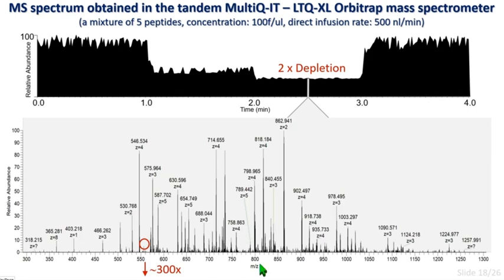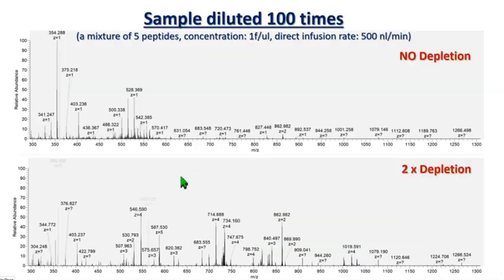In this mode of operation, in this case, flux was reduced by 300 times, and for charged species increased by three times, which I cannot explain right now. We cannot explain right now.